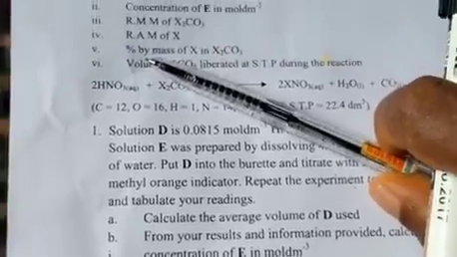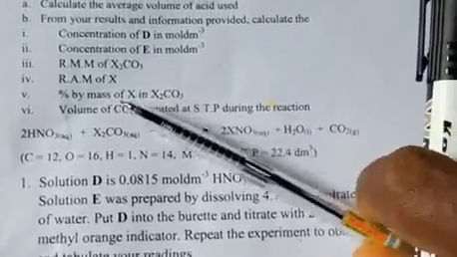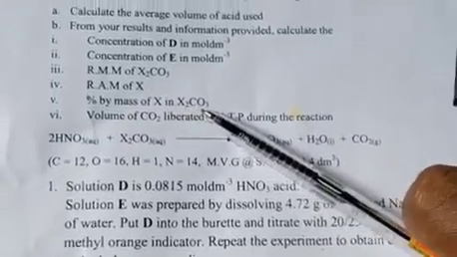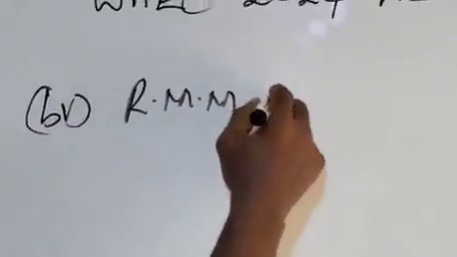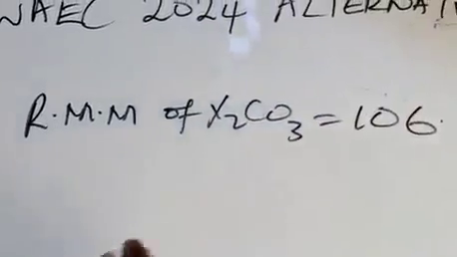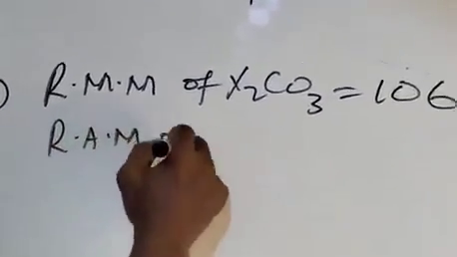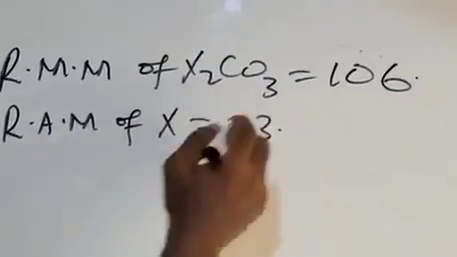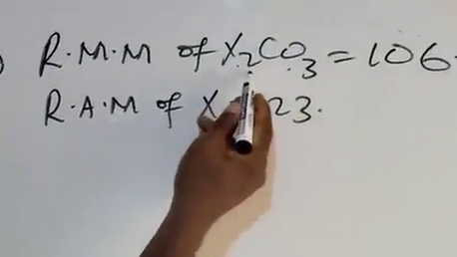Question V says percentage by mass of S in S2CO3. So let's go to the board. From our previous question, BII, the molecular mass of S2CO3 was obtained as 106. And from BIV, the relative atomic mass of S, we obtained as 23. We're looking for the mass of S inside this compound. There are 2 atoms of S in this compound.